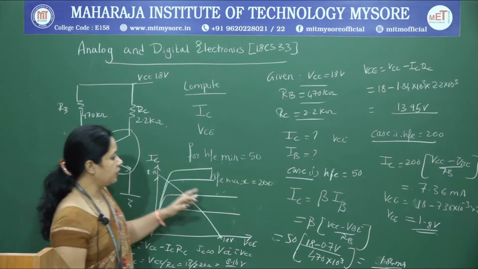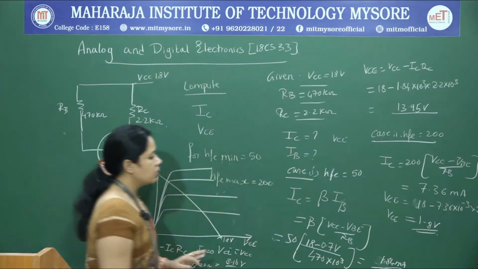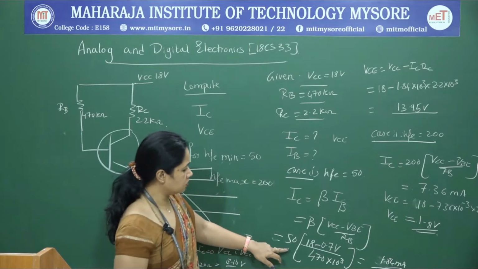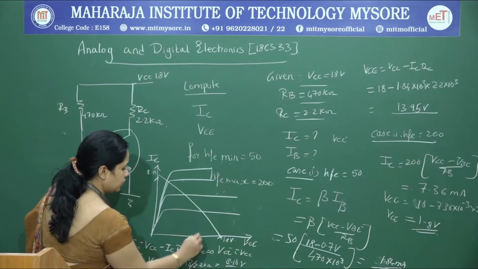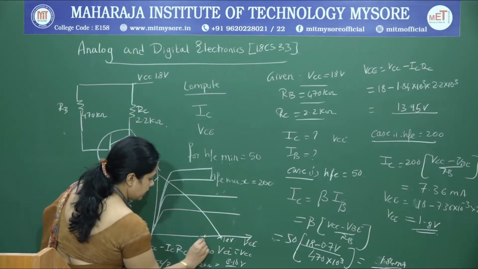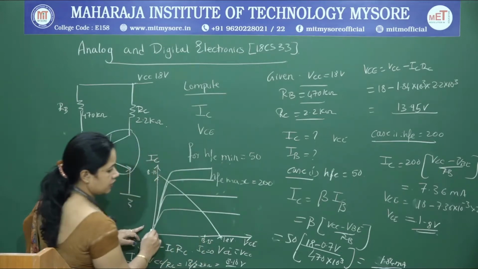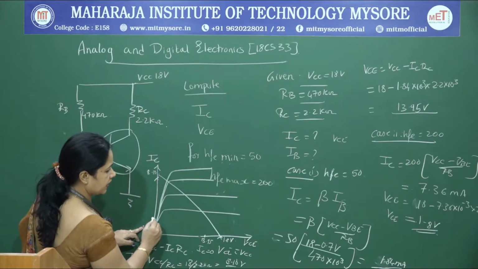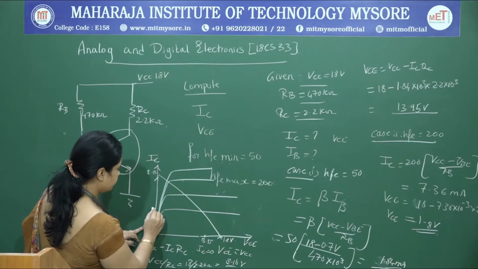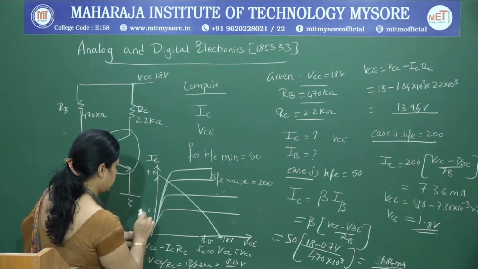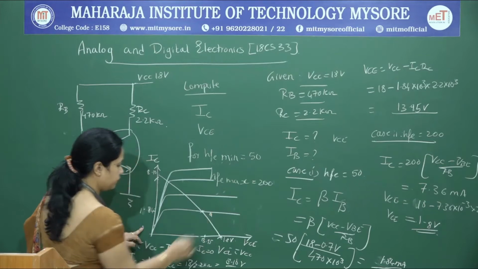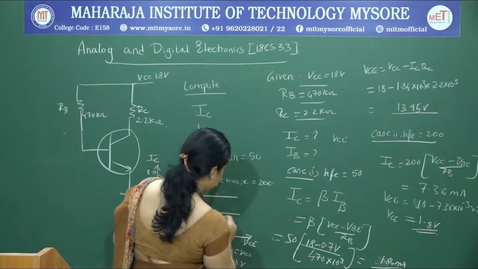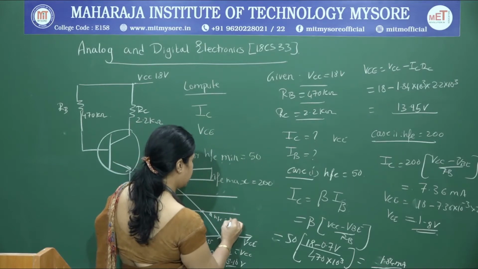And now we will try to locate these two operating points. For case 1, the operating point is 13.95 volts and the corresponding collector current is 1.84 milliamps. Say this is your Q point. So this corresponds to case 1, which is HFE equals 50.